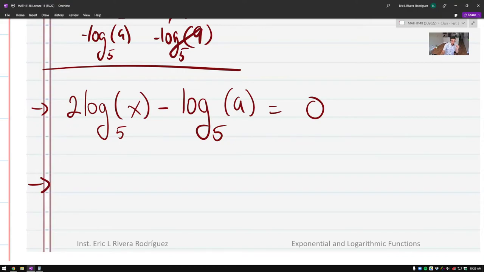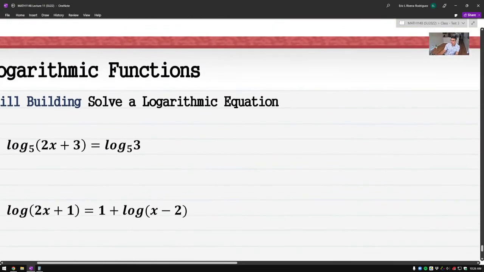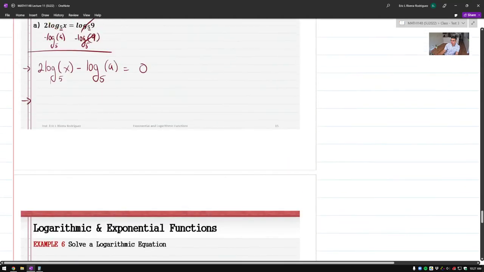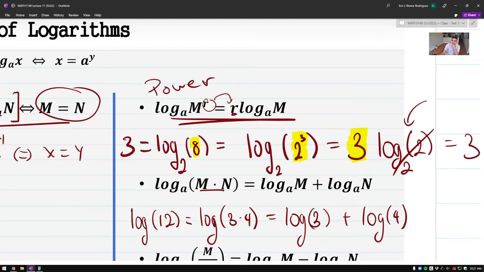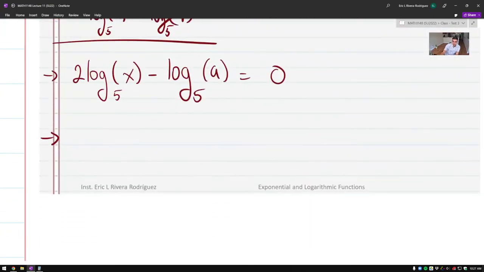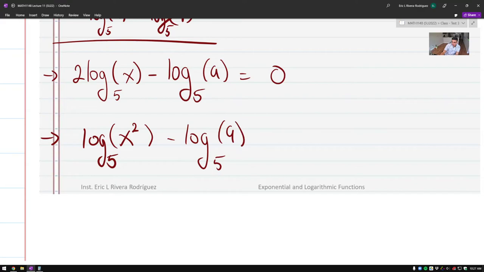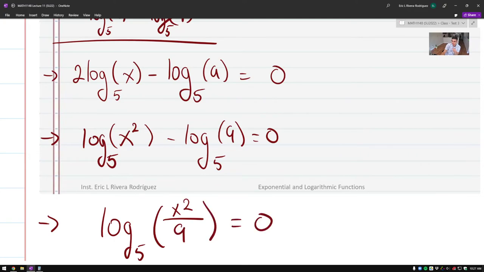But we have another property that deals with any number that is being multiplied by the logarithmic function. And that is the power property that we have here. It says that we can take that factor, that number that has been multiplied by the logarithmic function, and use it as the exponent of our argument. And that's what we are going to do here. Because once we do this, log base 5 of x squared, now I can combine these two logarithmic functions because I have the same base and they are being subtracted from each other. This is equal to 0.